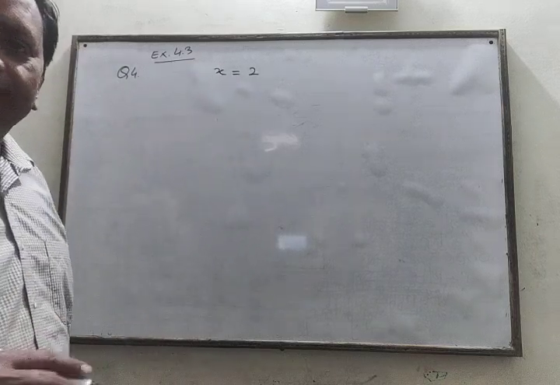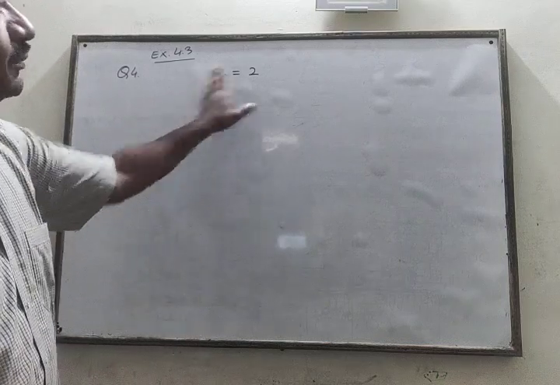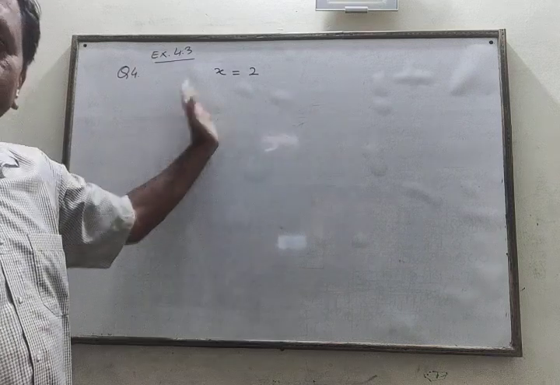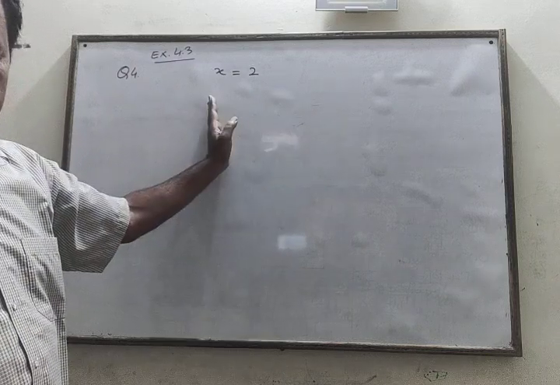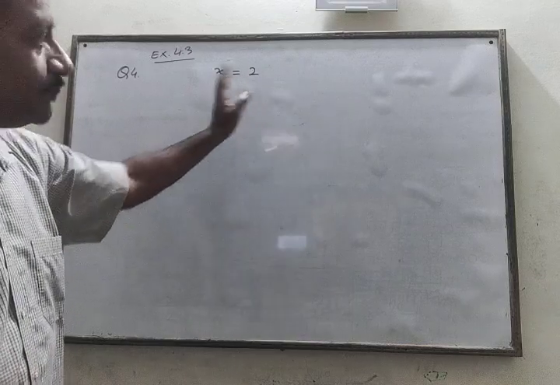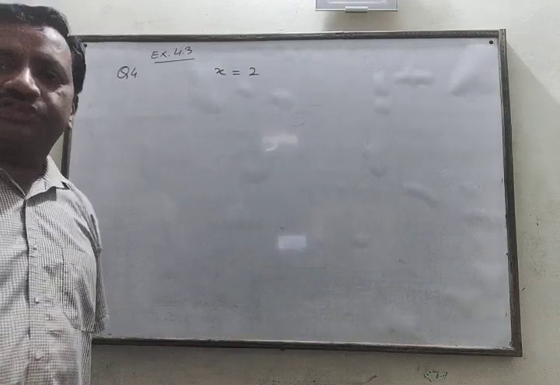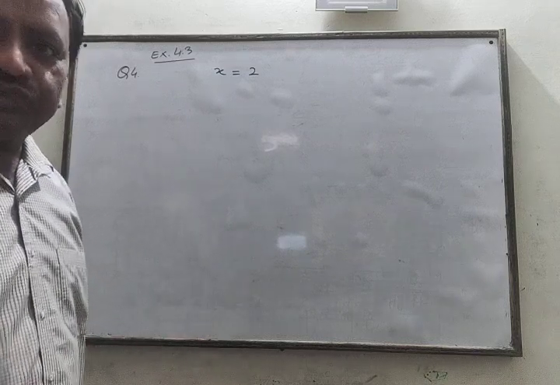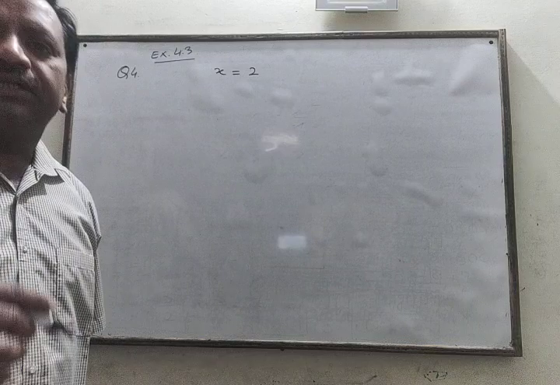And to form the equation, what can we do? We can multiply both sides by any number. We can divide both sides by any number. We can add the same number to both sides. We can subtract the same number from both sides. These are some operations which we can use to make a new equation.